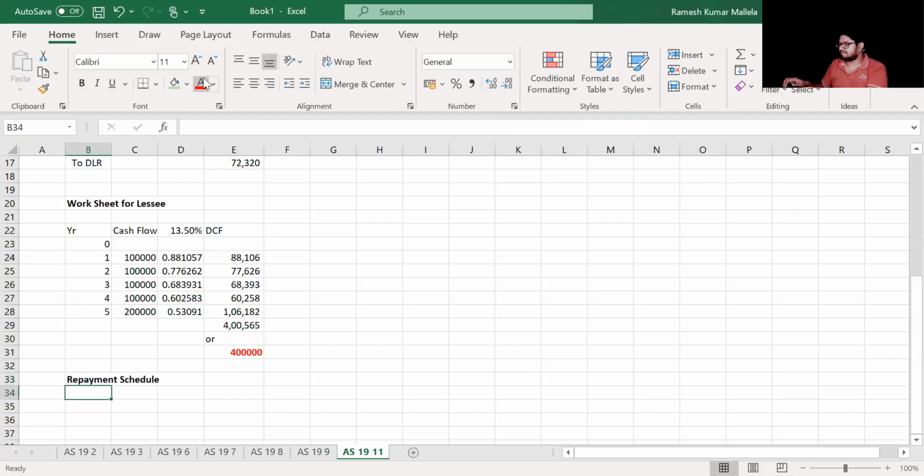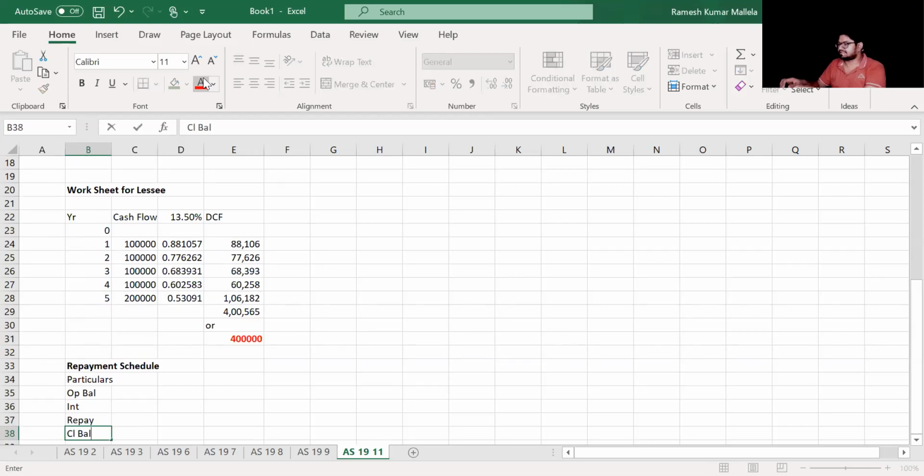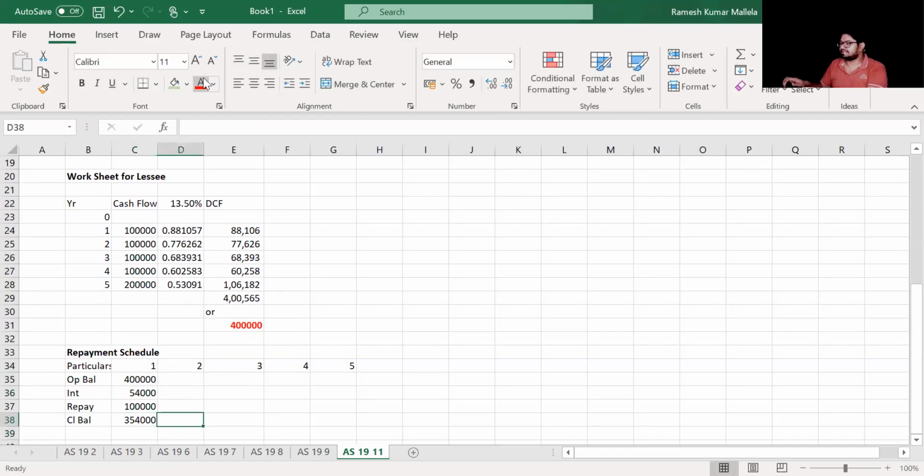Repayment schedule. So you have particulars and opening balance, interest, repayment, closing balance. Okay. So years are 5 years. Okay. Opening balance happens to be 4 lakhs. On that, interest is going to be at 13.5%. Repayment is 1 lakh. Okay. Closing is going to be 4 lakhs plus 54,000 minus 1 lakh.